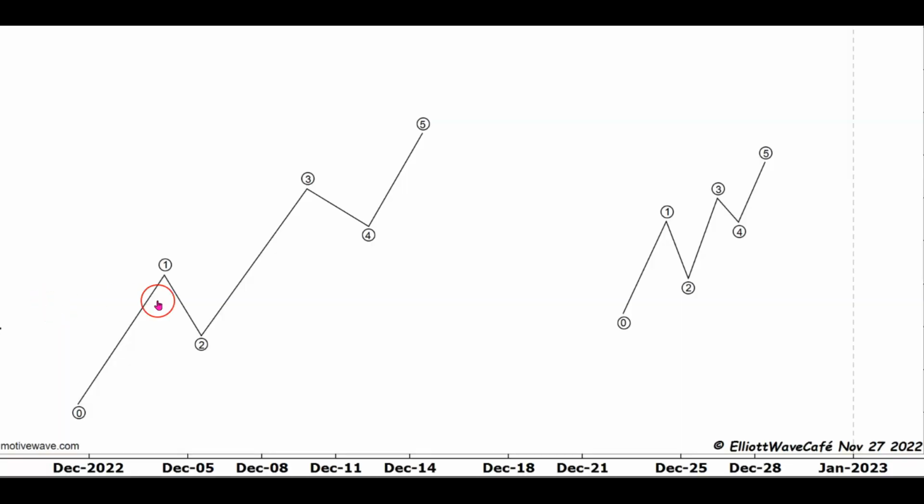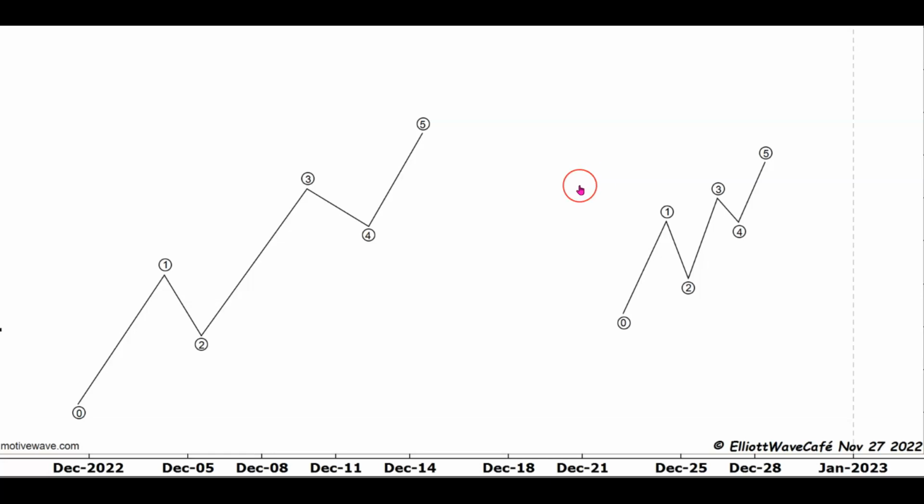Alright, so what you have in front of you is a diagram of motive waves. The one on the left is an impulse, and the one on the right is a diagonal. These are the only two types of motive waves that we have. So we have motive waves and corrective waves. Motive waves are an impulse and a diagonal. Corrective waves are a zigzag, a flat, and a triangle. That's all there is in Elliott wave.